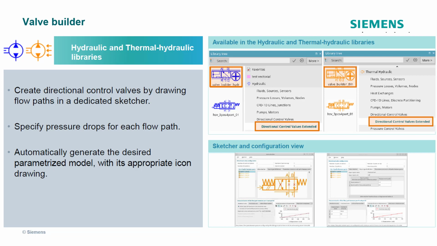Valve Builder is available in both the hydraulic library and the thermohydraulic library. You first need to find directional control valves extended under the library tree. Then the first icon is the Valve Builder tool. Briefly speaking, you can design any kind of control valve in 3 steps. First, drawing the flow path. Second, specify the pressure drops for each flow path. Finally, generate the valve model.